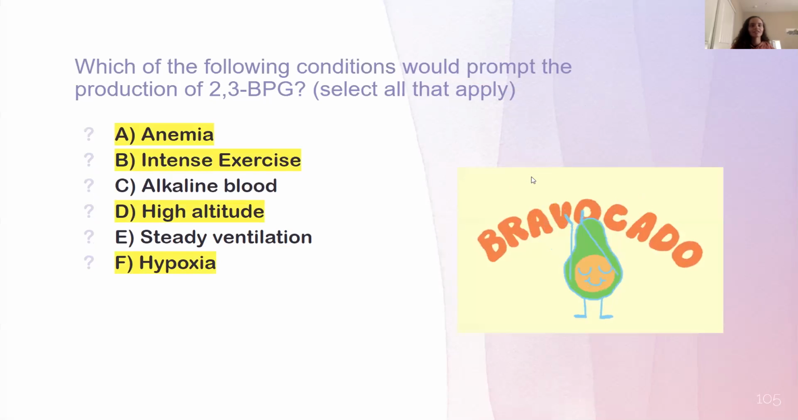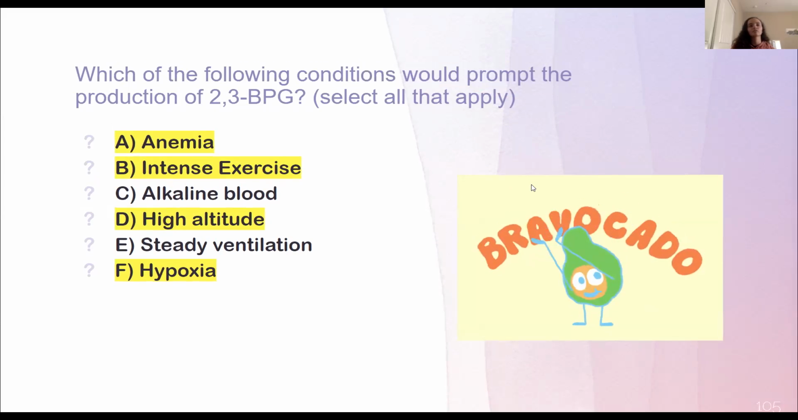Yeah, so all of these things, anemia, intense exercise, high altitude, hypoxia, all of these things will cause a presence of 2,3-BPG, which will then in turn cause a right shift in the binding curve.